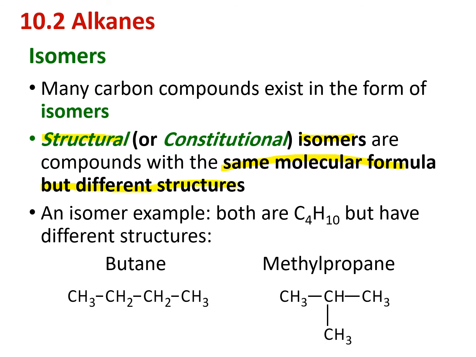The example is butane and methylpropane, and we can see the structures are totally different. One is a linear alkane, the other one is a branched alkane, but both have the same formula, C4H10. So the number of atoms is exactly the same between these isomers.